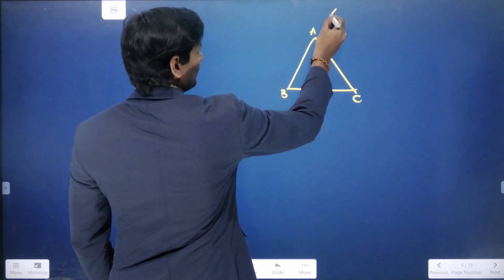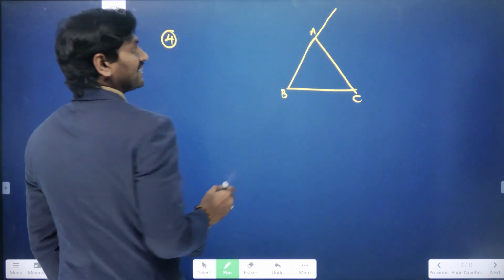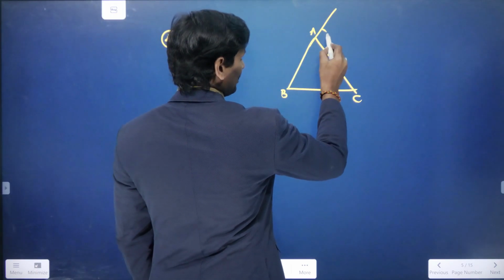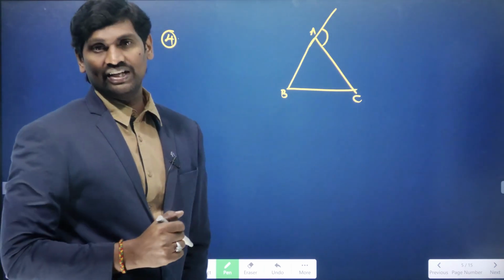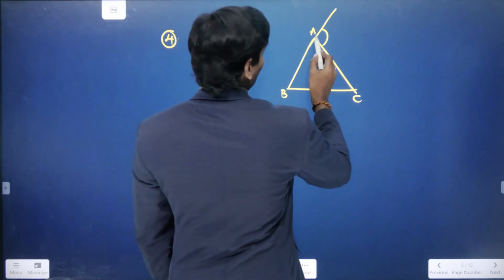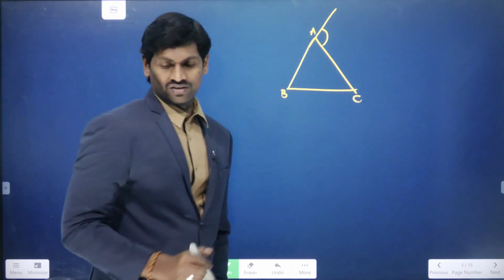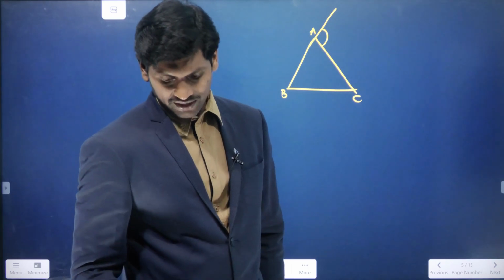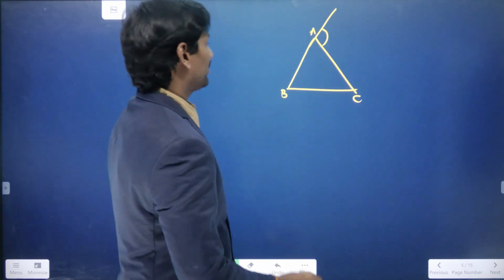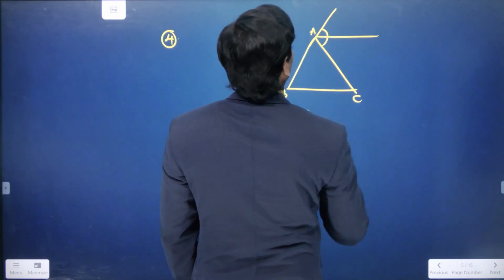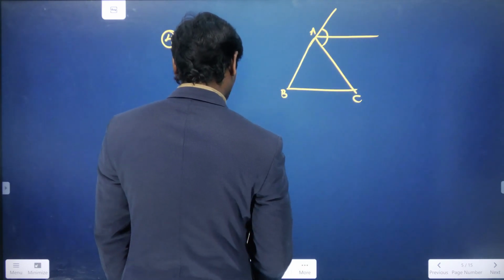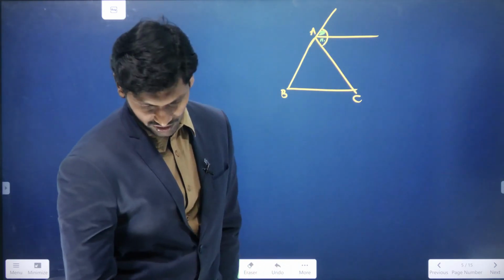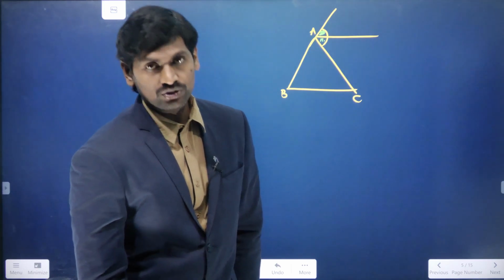But here it is asking about the angular bisector of the exterior angle near the vertical angle. That means at the vertical angle this will be the exterior angle. If you bisect this angle, dividing it into two equal parts, then it will be parallel to the base.